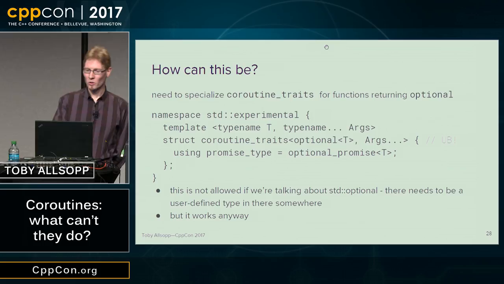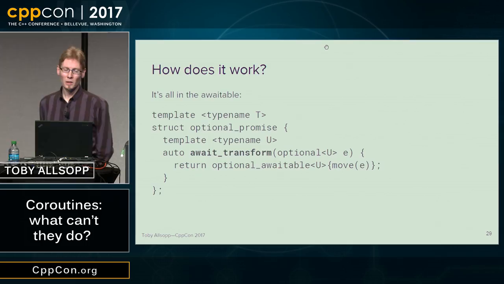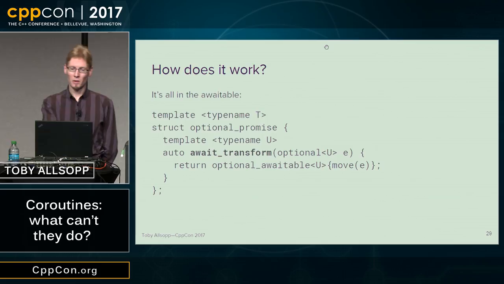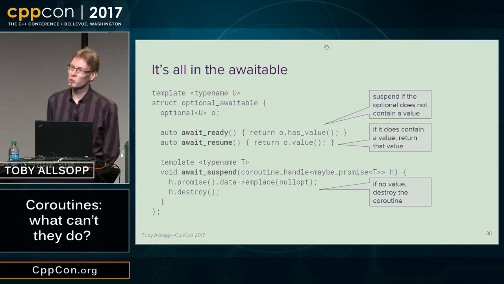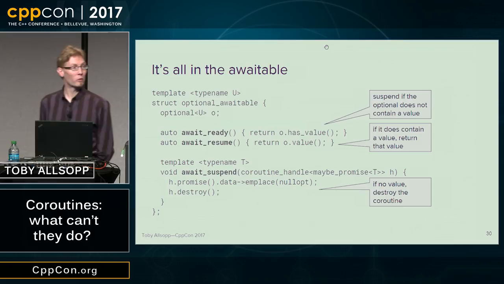So we're specifying a promise type here called optional promise. In its await transform, it says that if you await on any kind of optional, then we're going to return this special optional awaitable type, which is going to control suspension, etc. So in await ready, if the optional that was co-awaited on has a value, then await ready returns true, which means the coroutine just carries on without suspending, and then goes to await resume, which just takes the value out of the optional.